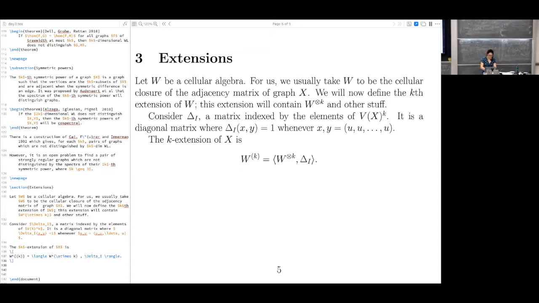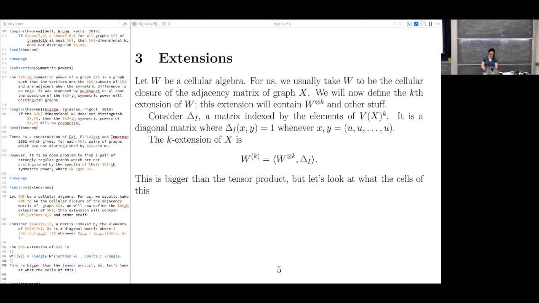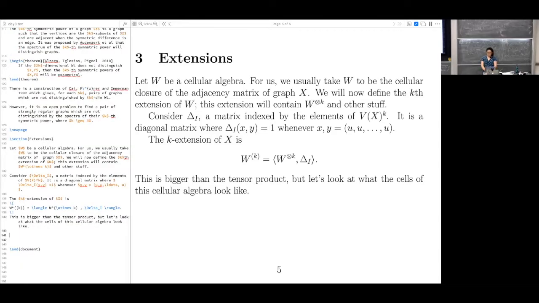I'm just going to claim this is bigger than the tensor product by itself. And I'm not going to show you what else lives in here, but I will show you what the cells look like. So let's look at what the cells of this cellular algebra look like. You have to be very careful with the ordering here, so the ordering of the tuples for the delta I matches the ordering of the Kronecker group.